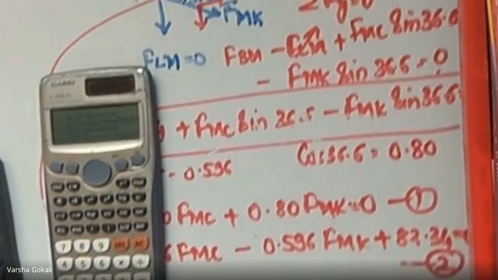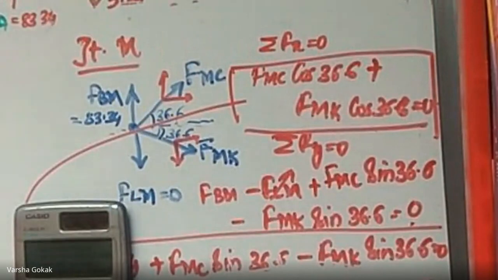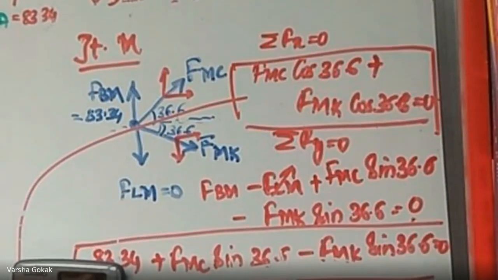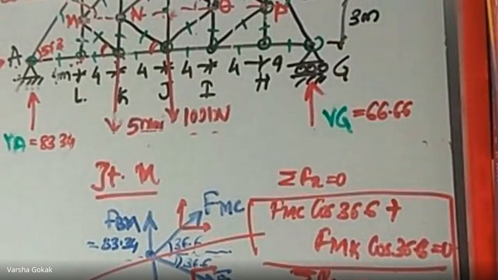Right? Okay. Can you continue for next two joints? Next, which joint you will take after joint M? Go to joint C. I'll stop the recording.